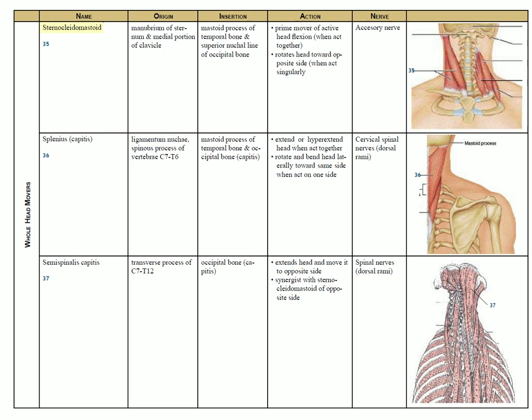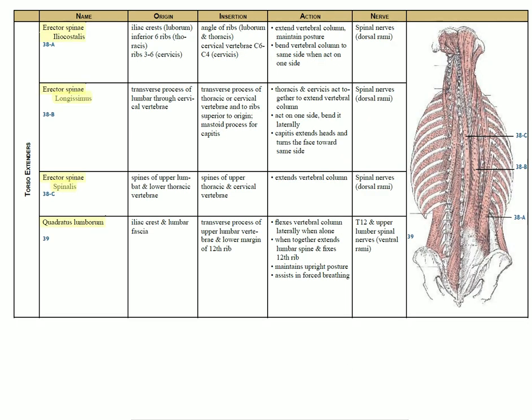So if right side contraction causes your head to turn left, then conversely, left side contraction of the sternocleidomastoid would rotate your head to the right. So remember that, don't get that confused. So it's a prime mover of active head flexion when they act together. Rotates the head towards the opposite side when they act singularly. So that is the sternocleidomastoid. Okay.